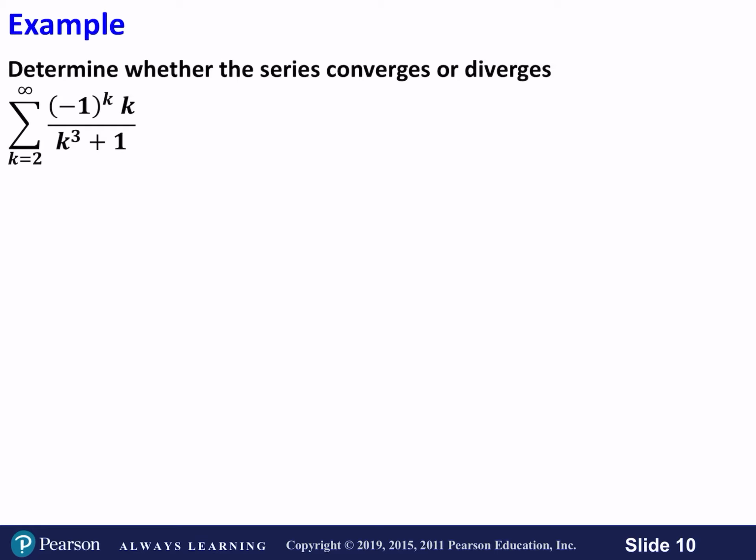If you notice, we have a negative 1 to the k multiplied by our thing, and so maybe the alternating series test is a good idea. So let's give that a shot. Let's define ak to be k over k cubed plus 1. Then we have to ask ourselves two questions. One, is ak non-increasing?